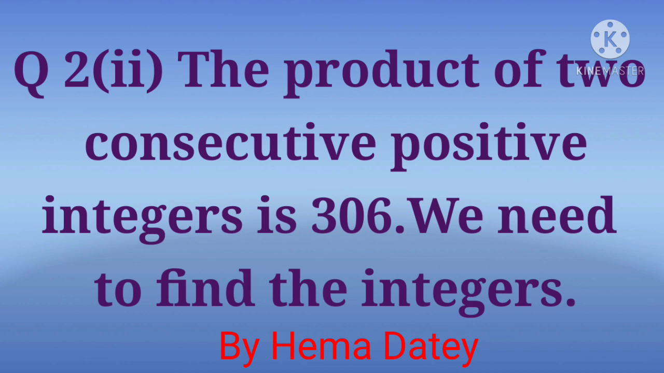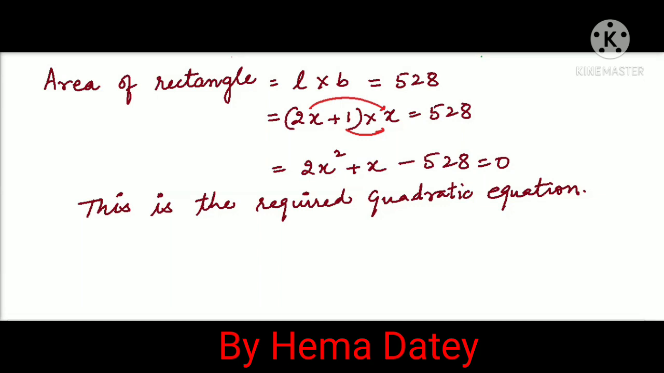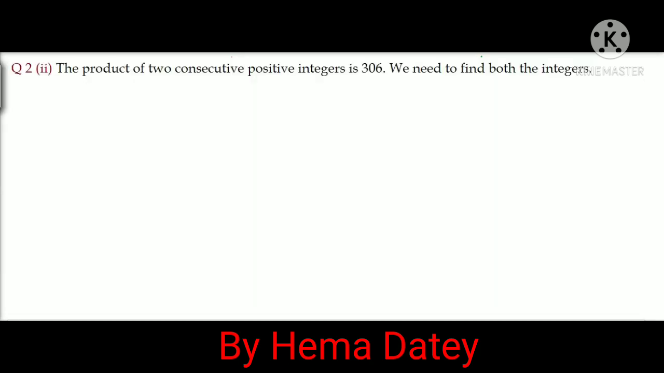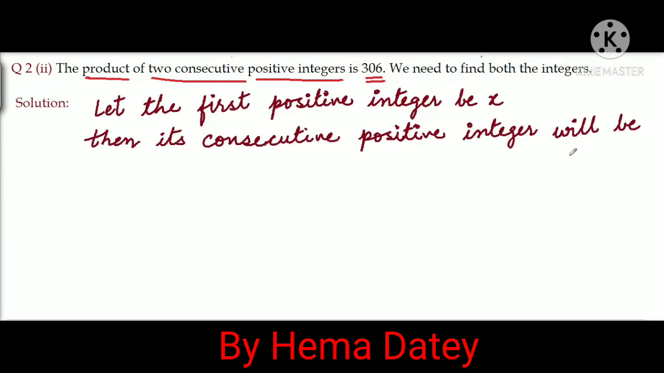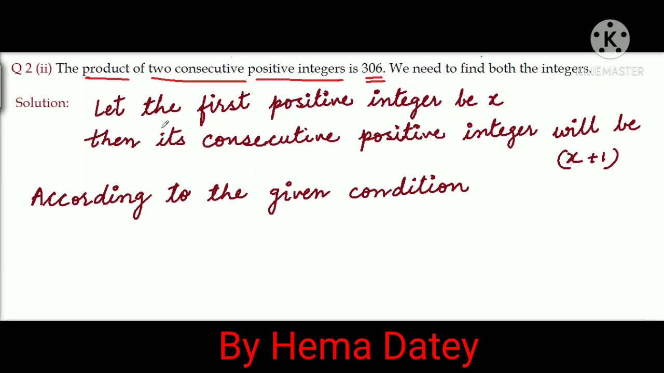Question number 2, second part. The product of two consecutive positive integers is 306. We need to find the integers. Let's see question number 2, second part. First line is the product of two consecutive positive integers is 306. Let the first positive integer be x, then its consecutive positive integer will be x plus 1.